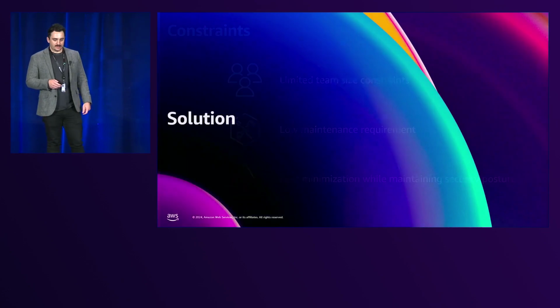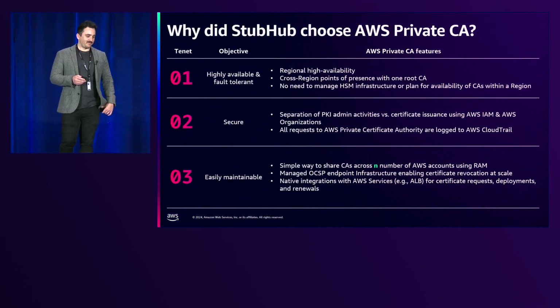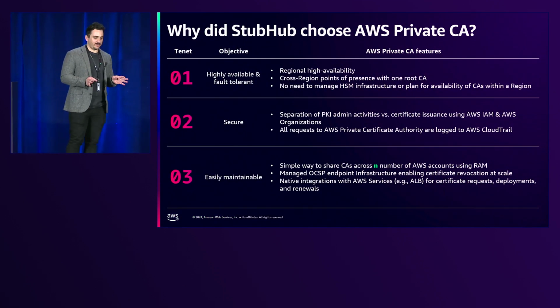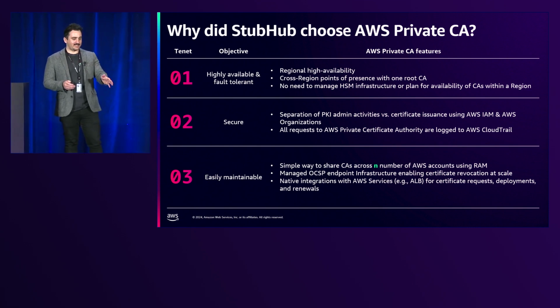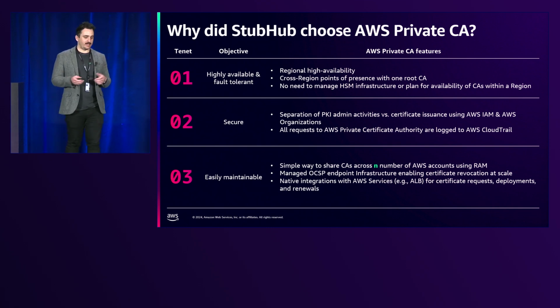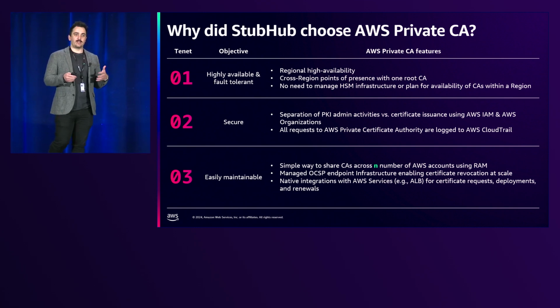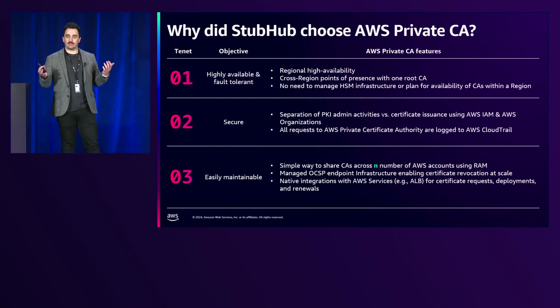So this leads us to the fun stuff, which is the solution. Now I know you guys might not believe me, but we did actually end up choosing AWS Private Certificate Authority. So we broke that out into the three different objectives here and why we ended up choosing AWS Private Certificate Authority. Like we covered earlier, it is regional, it is highly available within a region, and we could also do cross-region high availability, or having a point of presence.